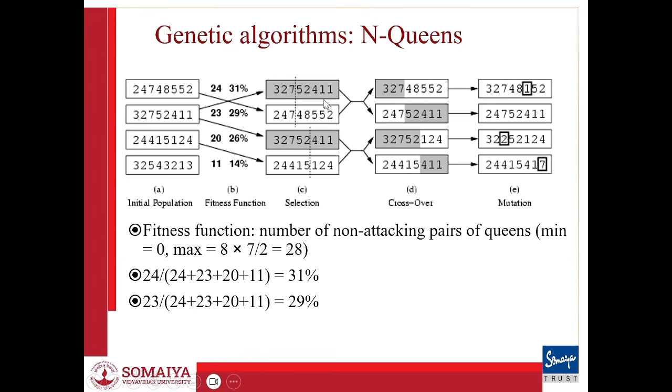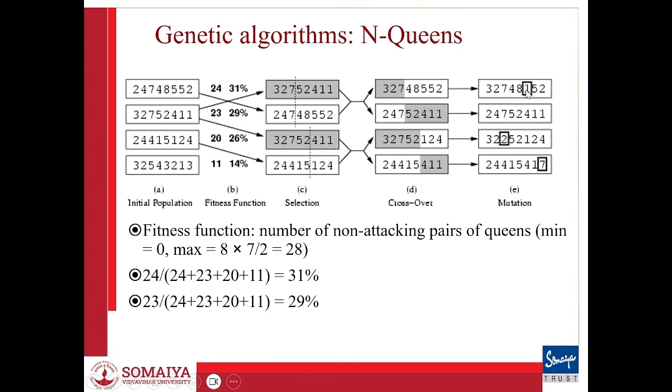Now here goes crossover. For this pair they have defined the crossover. So 3, 2, over here this is 5, 8 and so on. For this particular chromosome, after crossover, it becomes 327 48552, as this one. And for this other chromosome, it becomes 247 52411. So that's how the crossover is applied.